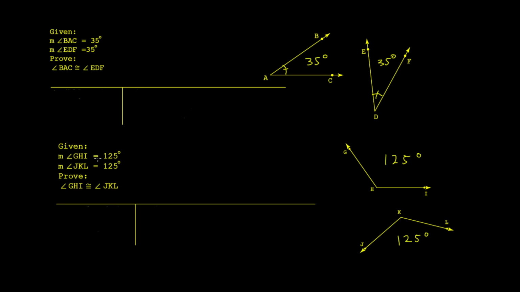Measure of angle GHI is 125 degrees. Measure of angle JKL is 125 degrees. Angle GHI is congruent to angle JKL because, take a second and try to say it. If two angles have the same measure, then they are congruent. Before you move on, I would suggest you just keep saying, if two angles have the same measure, then they are congruent. Just say it over and over until it just rolls off the tongue and you don't have to think about it.